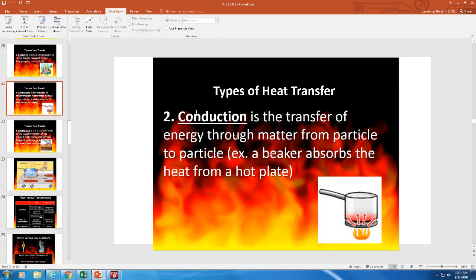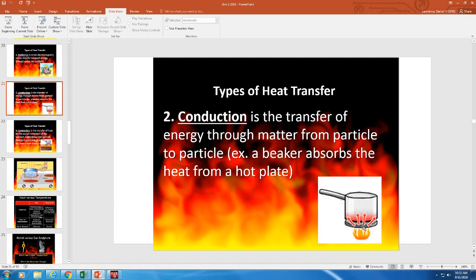The second method is called conduction. Conduction is what occurs when heat transfers from particle to particle. Typically, we think of this with solids, like when heat transfers from one solid to another solid. So if you look at the little picture down here, you can see we have a pot on a hot plate on your stove.